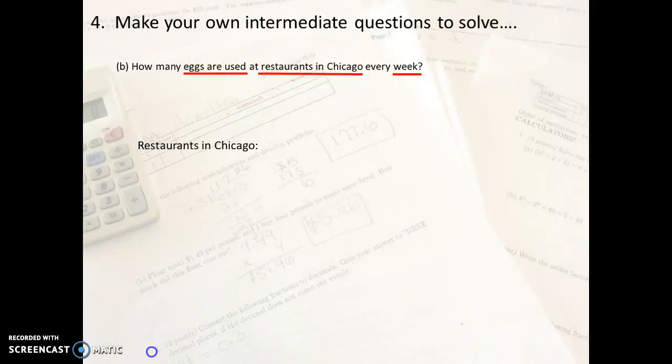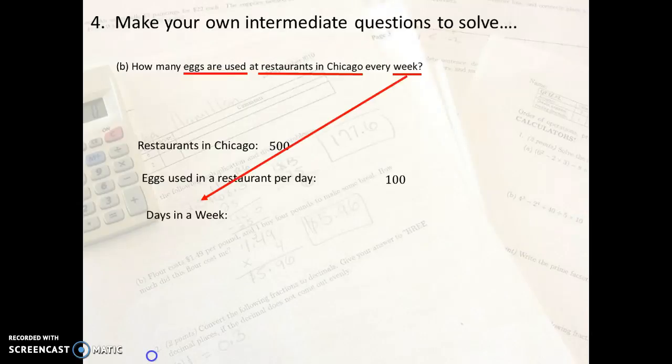So how many restaurants in Chicago? I don't know. Once again, estimates, I'm going to let you do that. How many eggs are used in a restaurant? Back to what we did before. We say, okay, well, I don't know. We'll kind of climb the ladder. Which one seems reasonable? And 100, probably too small, but that's your call, not mine. Days in a week. This one we don't have to estimate. We know it's 7, and then we can combine them all and say, hey, 350,000.